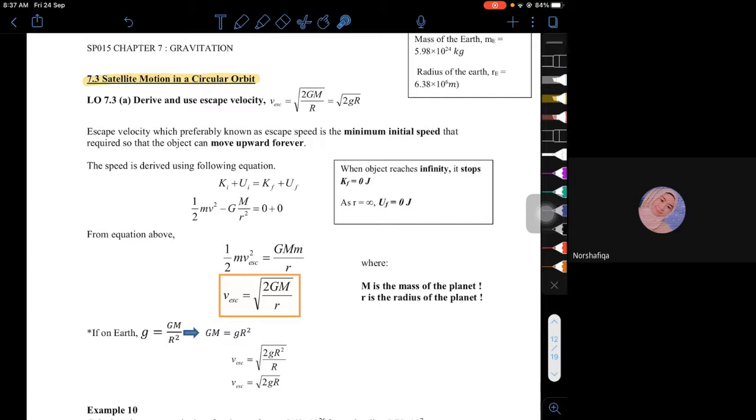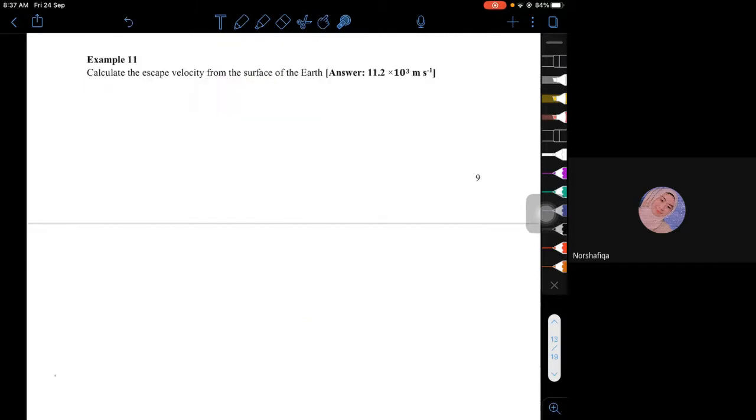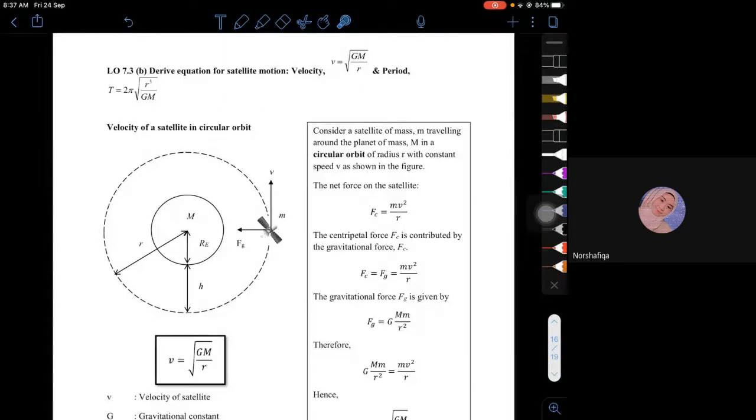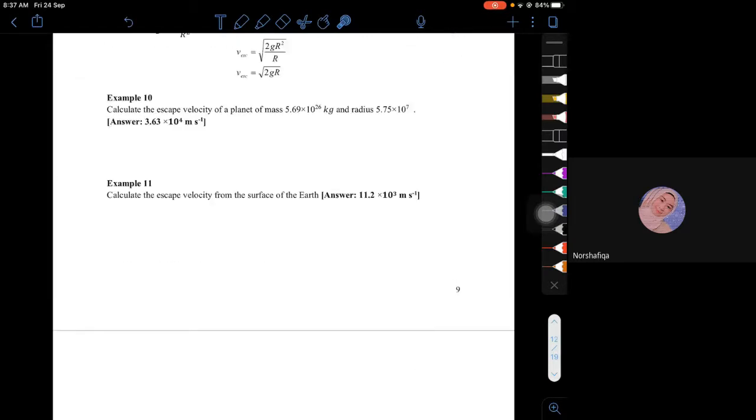So kita akan belajar 3 benda. Escape velocity, and then velocity, kelajuan satellite motion tu bergerak, dan juga period satellite motion tu. Period satellite motion tu maksudnya adalah time taken for the satellite motion untuk complete pusing satu bumi ni. Okay, so 3 benda kita akan belajar. So this suruh derive kan. So you need to know how to derive lah. So Miss akan explain that one.